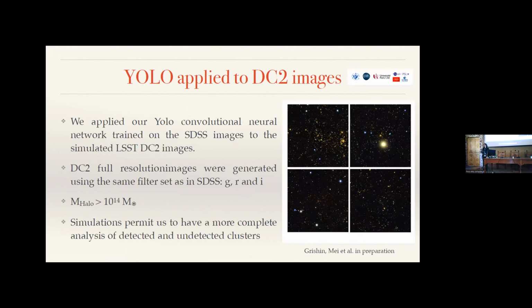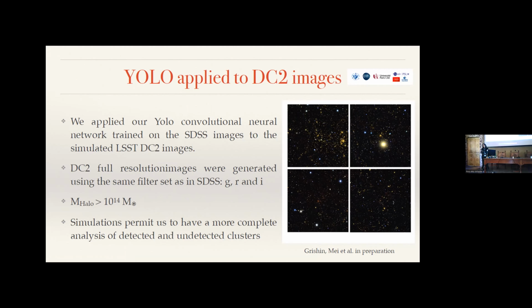So we applied the YOLO algorithm trained on SDSS on DC2 images. We continue to use the same bands, G, R, and I, because up to redshift Z = 1, that is what will be more or less covered by the LSST. We expected that these colors are pretty good to detect the red sequence at the different redshifts. So we used the DC2 full resolution images, and we chose images around the halos larger than 10 to the 14 solar masses to have just bona fide galaxy clusters.